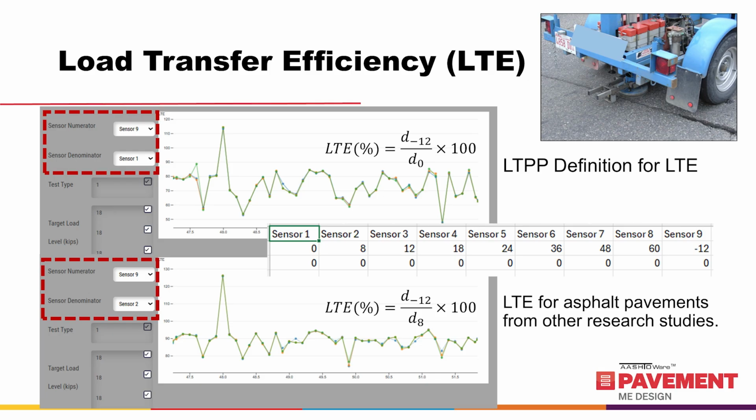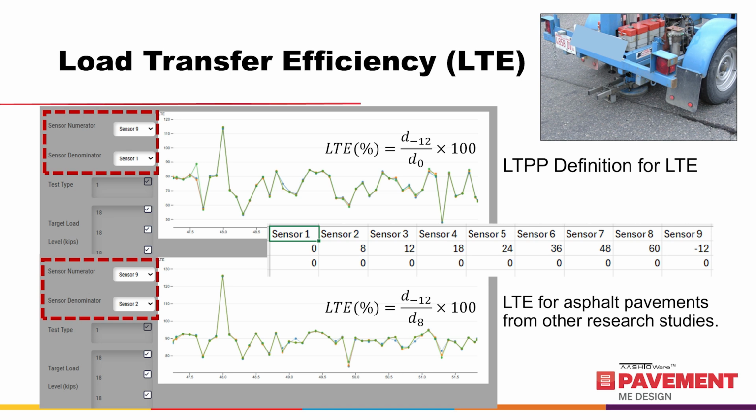For flexible pavements, the deflection measured by the trailing sensor, sensor 9, is divided by the deflection measured by sensor 2, or 8 inches in front of the center of the load plate. The estimated load transfer efficiency using both equations is shown for the same segment. For PCC pavements, the LTPP equation is suggested for use, but for flexible pavements, a different sensor on the load side of the transverse cracks is suggested for use.